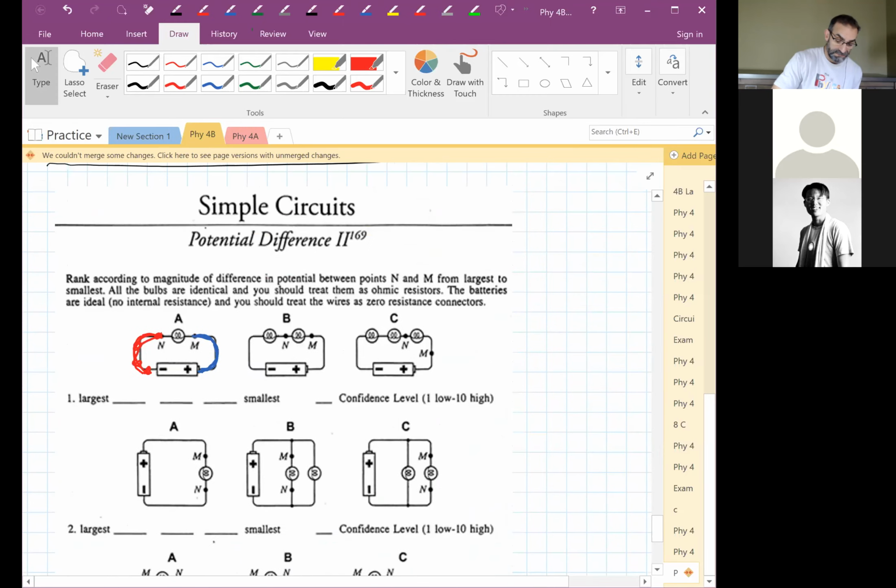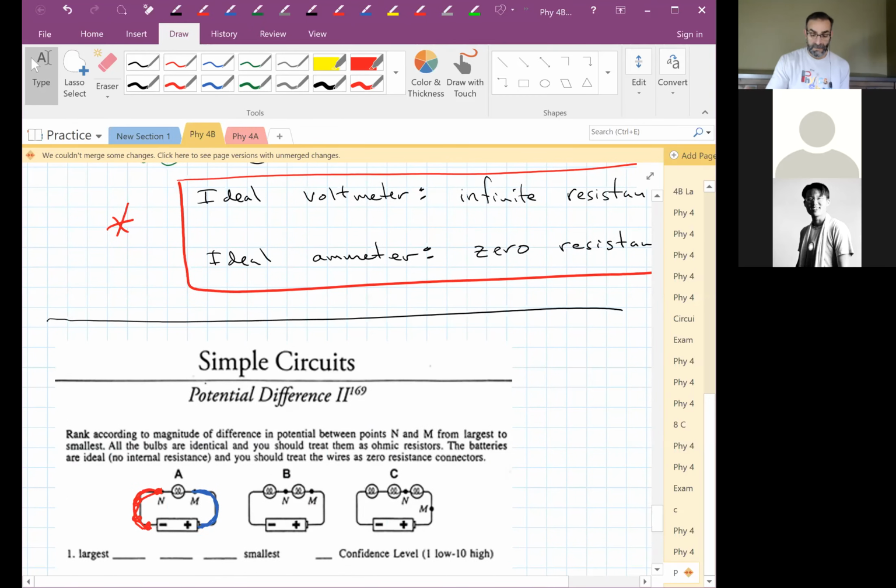How about the next one? Yeah, the potential drops across the light bulb equal to the potential across the battery. Right? If this is a 1.5 volt battery, then this whole side is 1.5 volts. You go through the light bulb, and where are you? You're at 0 volts. And this whole side is at 0 volts.